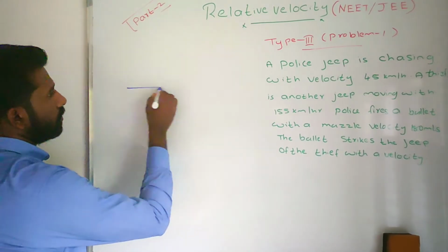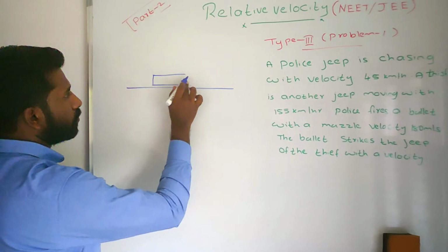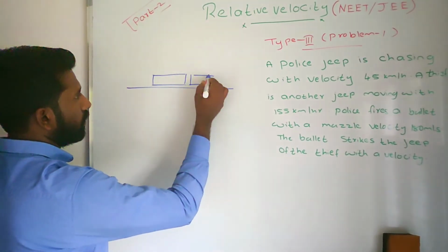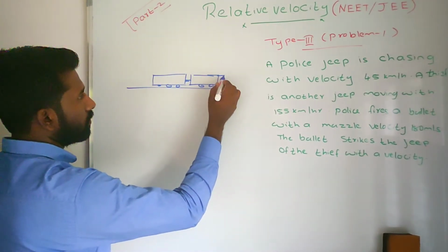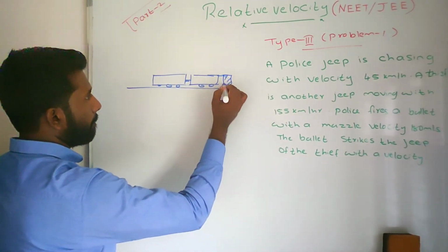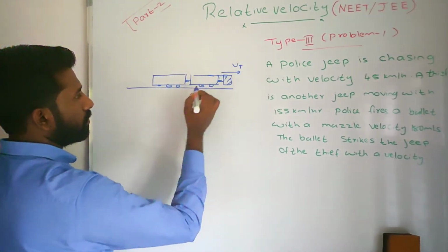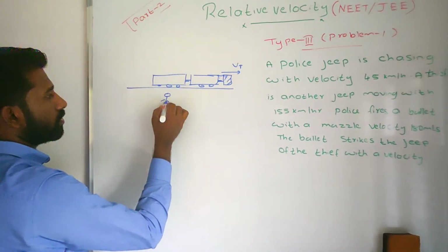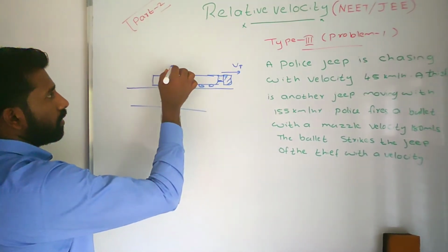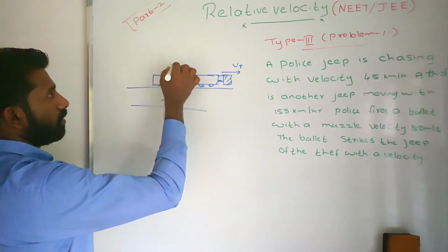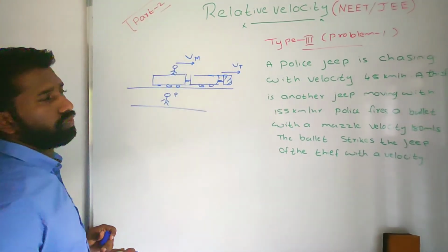So, this is a railway track. Through this railway track, a train is moving in this direction. The velocity of the train is Vt. There is a man, a person, standing here. There is another, a monkey. A monkey is moving in the same direction as the train with a velocity of Vm.